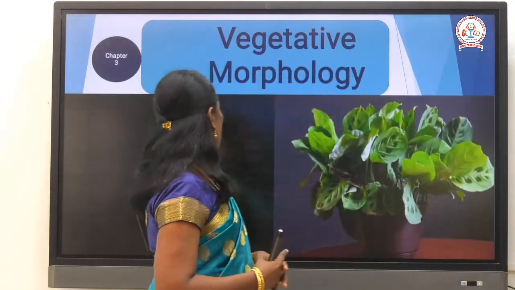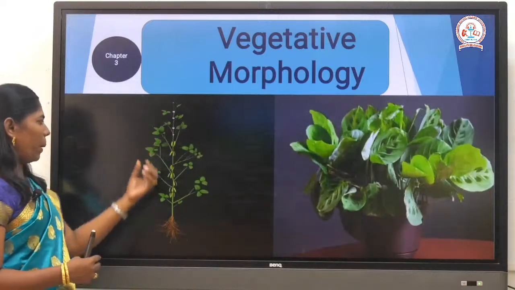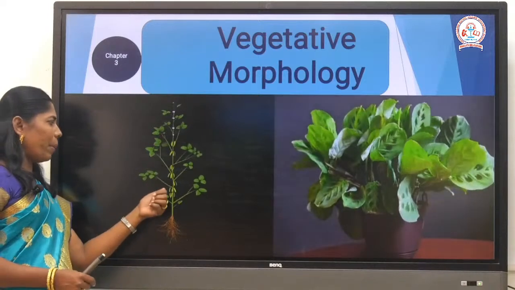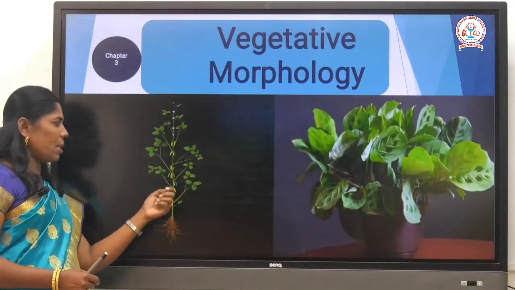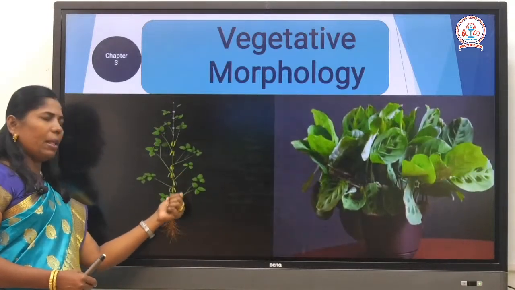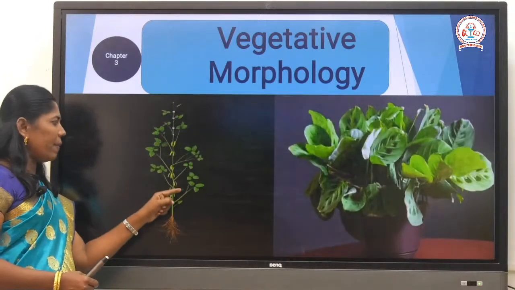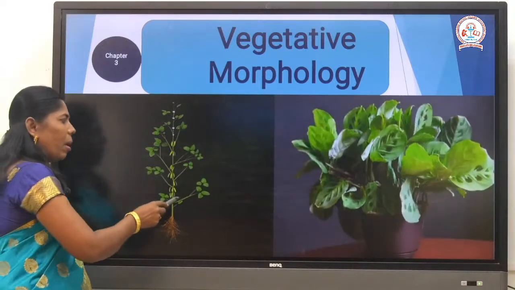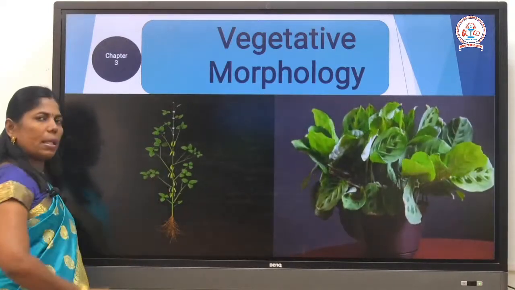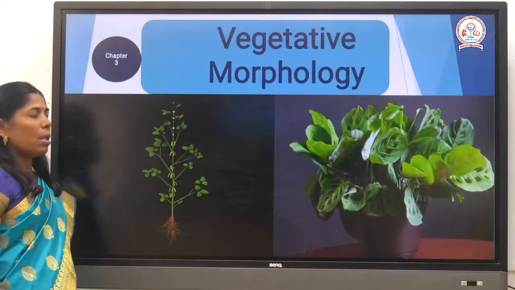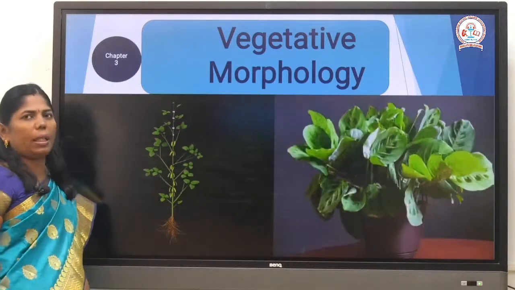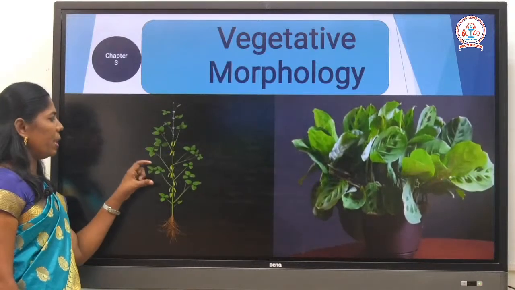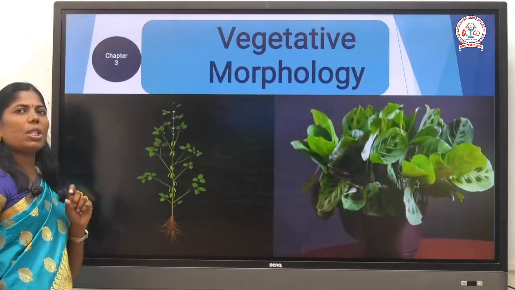Listen here. Actually this is a small plantlet. We can see the shoot system here. So these are your branches. From the branches we can see the leaves. The region where the leaves arise on the stem is considered a nodal region. We can see so many nodes here. What is the distance between the nodes? The distance between the nodes is considered an internode.